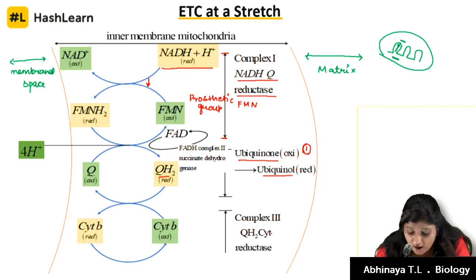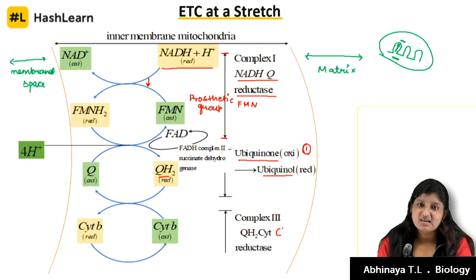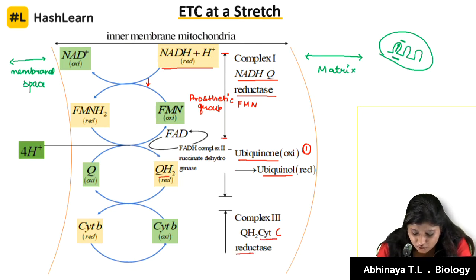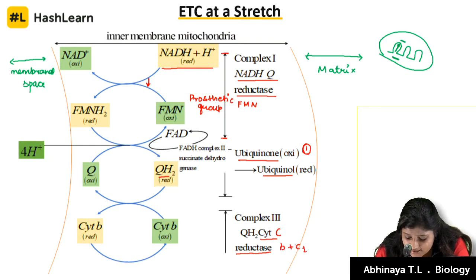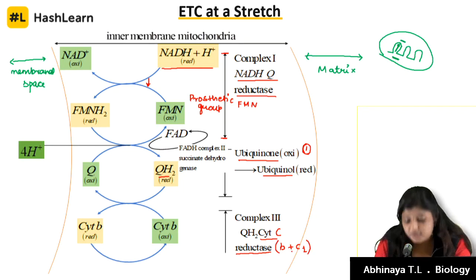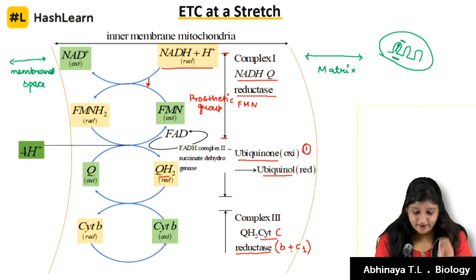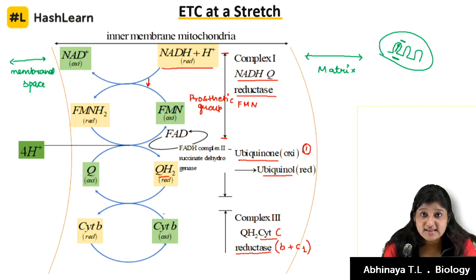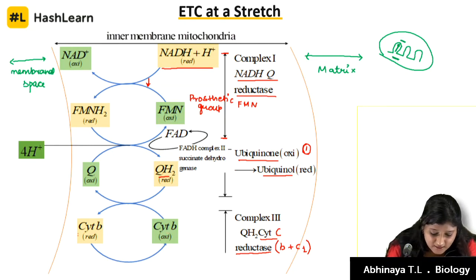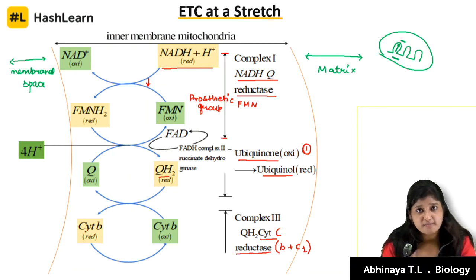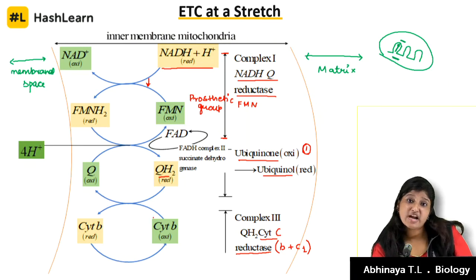Okay. Complex 3 is called QH2 cytochrome C reductase, or just simply cytochrome C reductase. This is actually made of 2 such cytochromes, that is B and C1. Okay, it is made up of 2 things, B and C1. So at first the electrons enter into cytochrome B, which gets reduced back to the reduced form of cytochrome B.